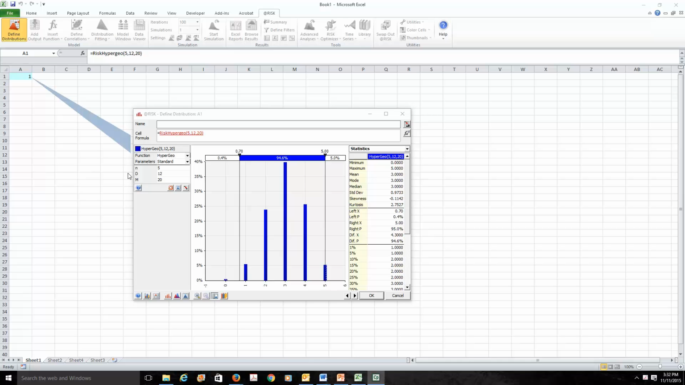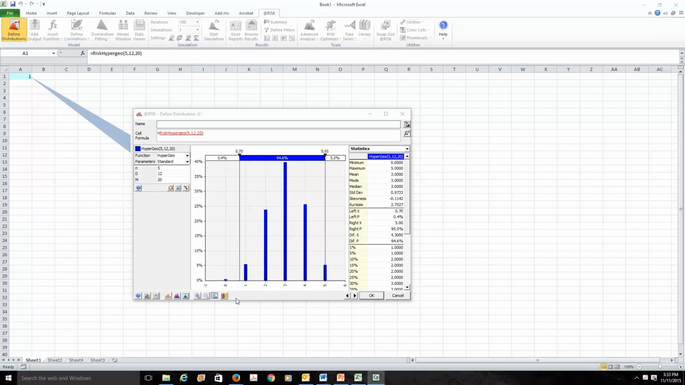D is the second parameter. D is the number of people in the population, or the number of items in a population, that have the characteristic that's of interest to us. So let's let the characteristic that's of interest to us be being a woman. And let's assume there are 12 women in this class of 20. The third parameter is a sample size. In this case, it's 5.